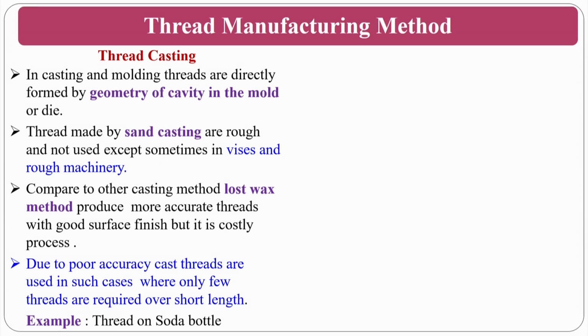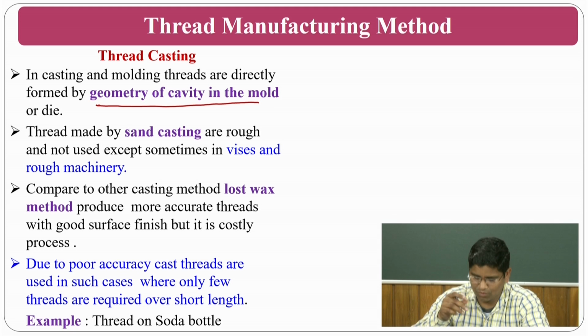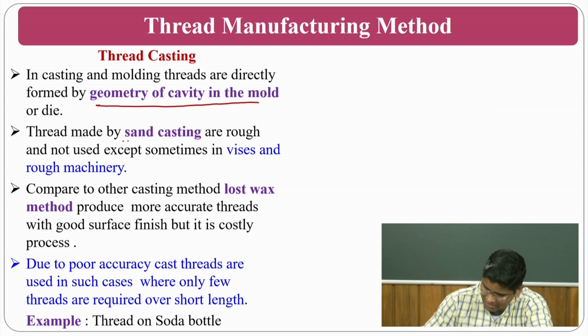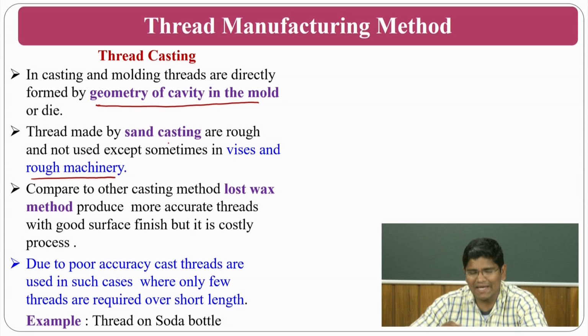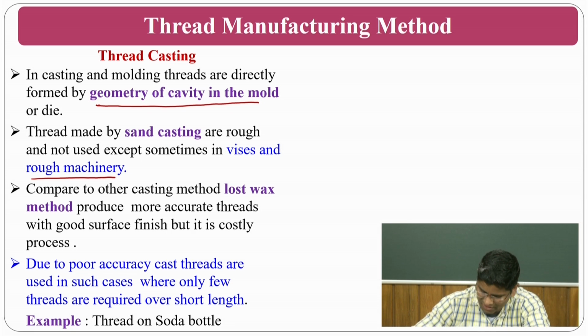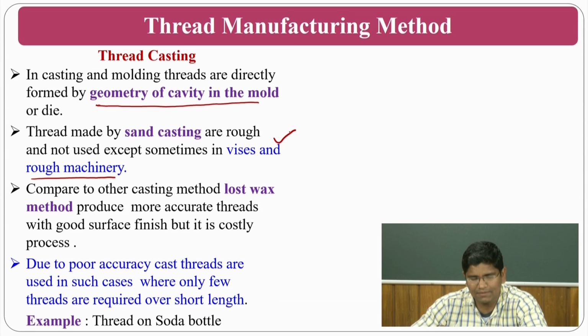Another method is the thread casting method. Casting, all of you may know, is one of the primary manufacturing processes, where you take the cavity of the mold, melt the metal and pour it into the cavities. The threads made by sand casting are rough and not used for precision applications. Those are used for rough machinery applications.